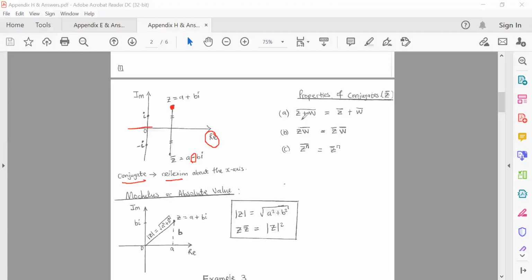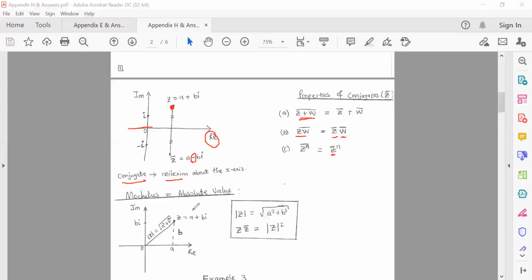Another property is that the conjugate of the sum of two complex numbers is the sum of the conjugates of each of those complex numbers. And obviously, the conjugate of the product is the product of the conjugates. And for the conjugate of some complex number to the power n, you can start by taking the conjugate before raising it to the power n.